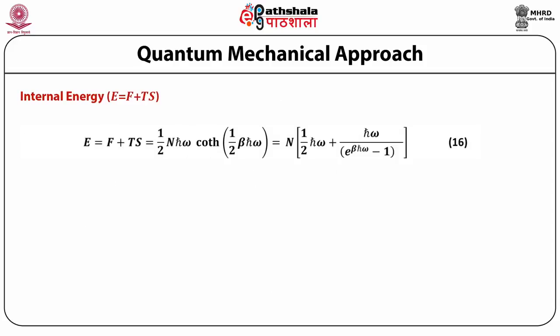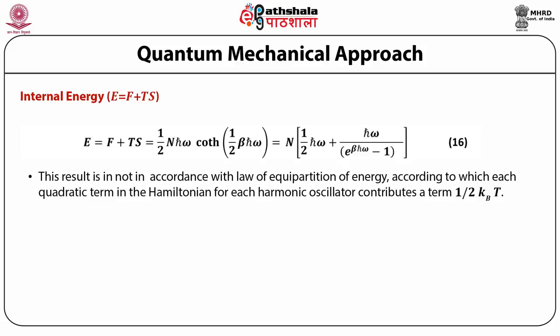Internal energy E, equal to F plus TS, can now be written as half N h bar omega coth of half beta h bar omega, which is equal to N times half h bar omega plus h bar omega divided by e raised to the power beta h bar omega minus 1. This result is not in accordance with the law of equipartition of energy, according to which each quadratic term in the Hamiltonian for each harmonic oscillator contributes a term of half kBT. And here comes the difference because of the quantum approach.